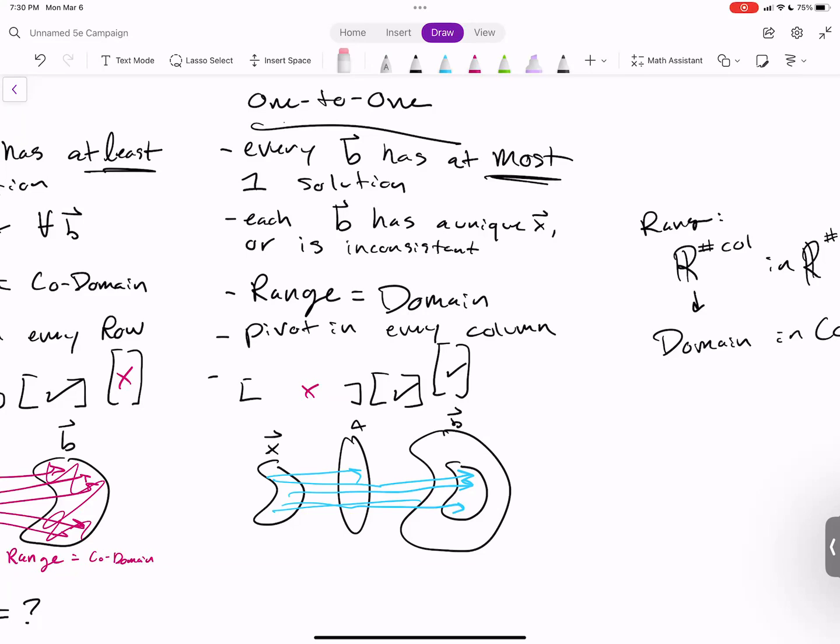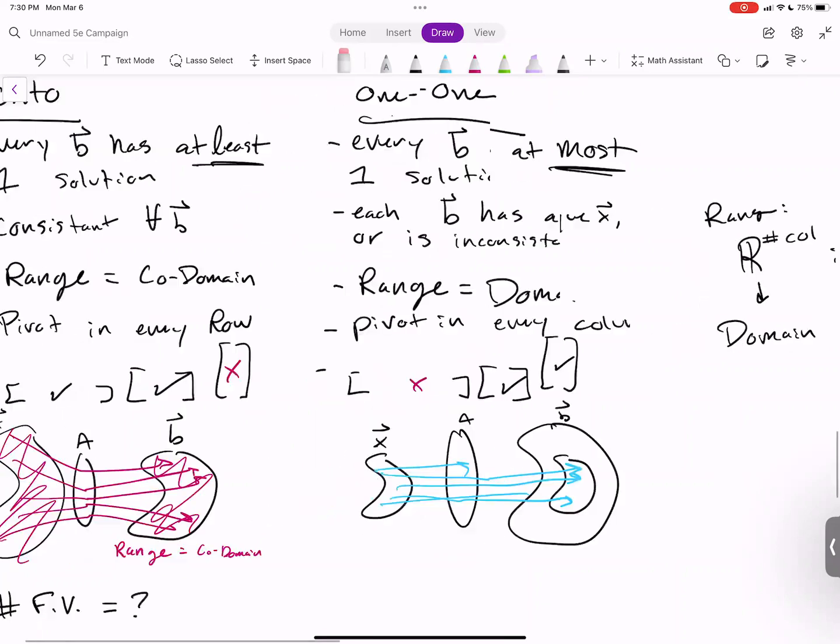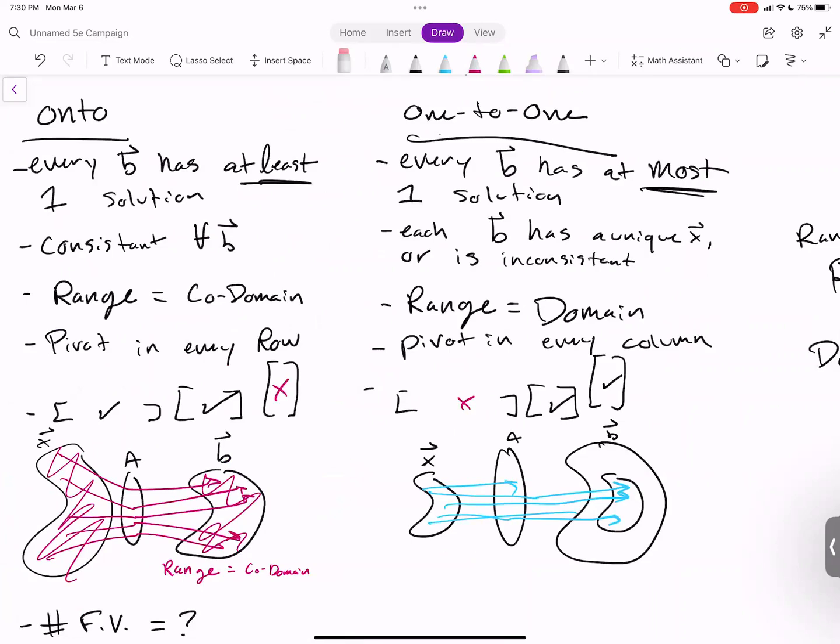So yeah, for 1-to-1, another little bullet you can put down here: all your columns are linearly independent as well. All of these things go the same way. If you are given something that has a pivot in every column, all of these other things follow. If you're given the statement each b has a unique x or is inconsistent, you know it's 1-to-1 and all the other conditions are true. Same is true for onto. If you're given any of these other bullets, you go backwards like that.